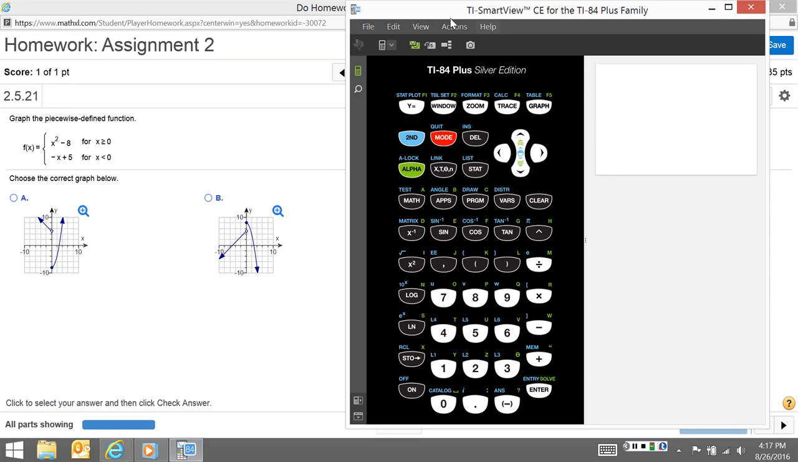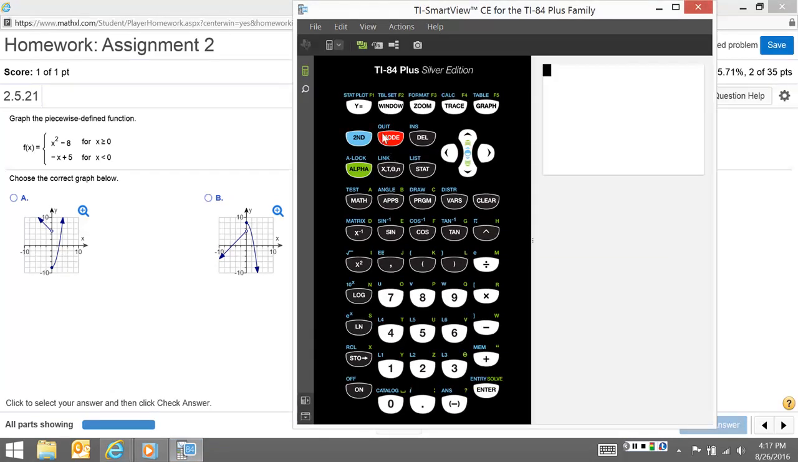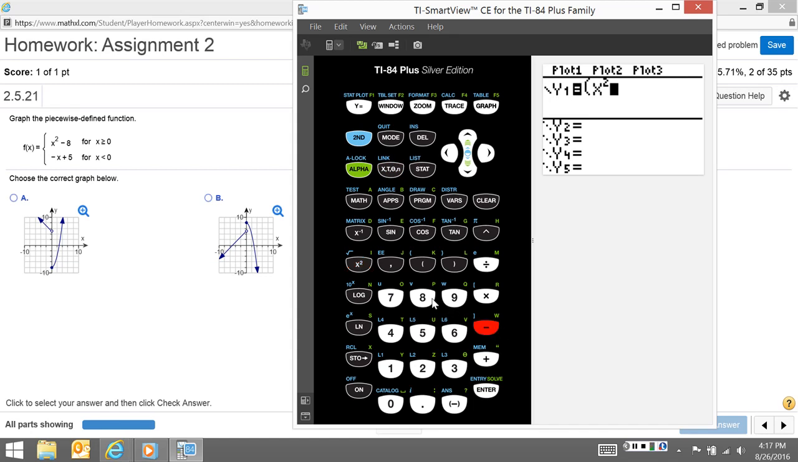So this is my graphing calculator, and I'm going to start by going to my y equals, and I'm going to start by putting in the first function. So I'm going to do parentheses x squared minus 8 parentheses. Now in another set of parentheses, I'm going to put in this restriction. So in this case, x.